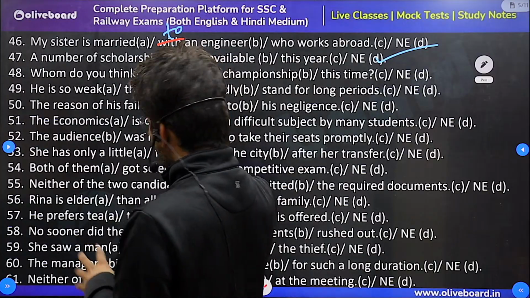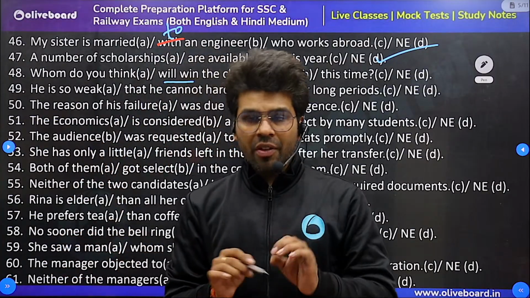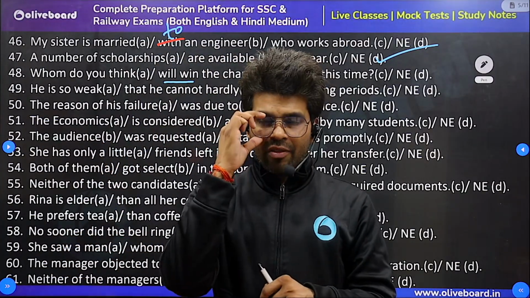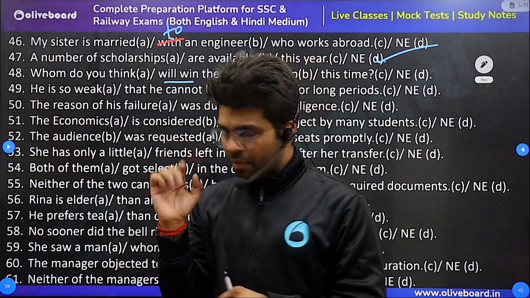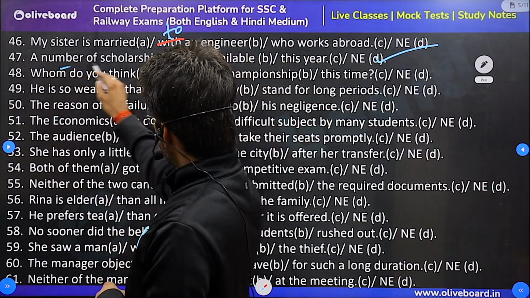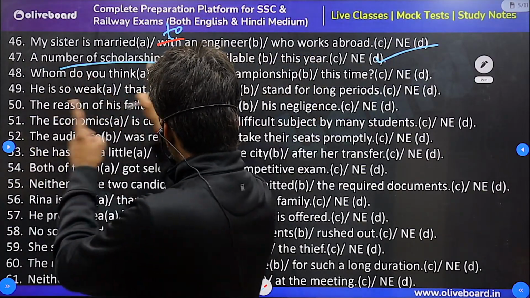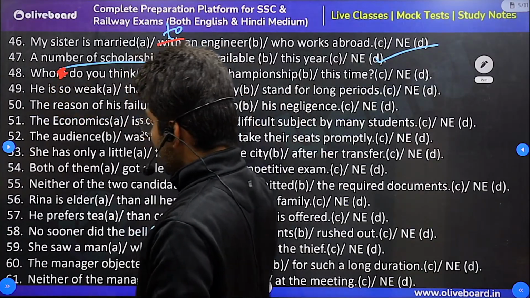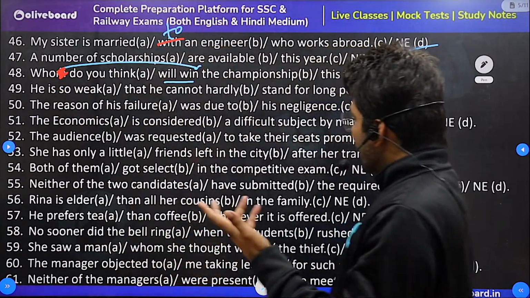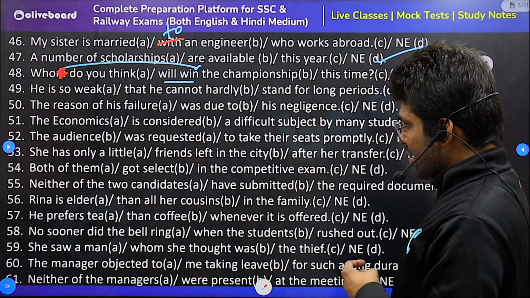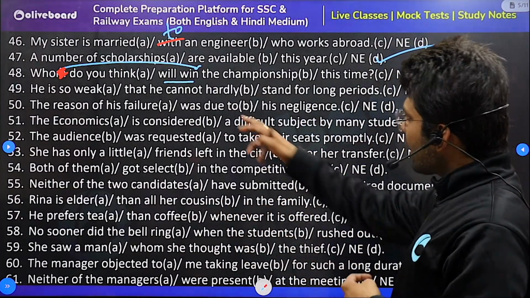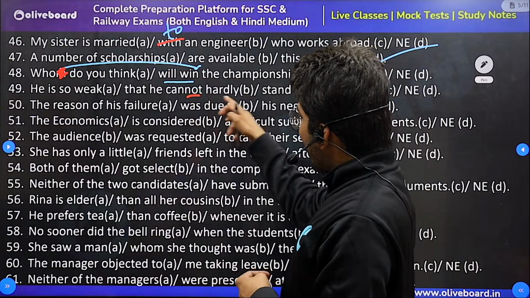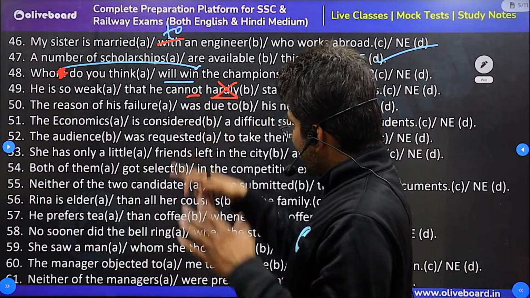But we have a finite verb. Who, the subjective case, must have a finite verb after it. So who do you think will win? Who will win the championship? Use the subjective case for the finite verb. He's so weak, he cannot hardly. Typical SSC error. Not is already negative. Hardly is negative. Double negatives not allowed.